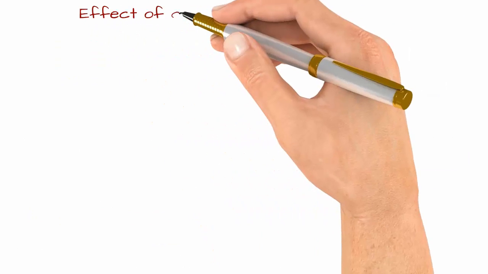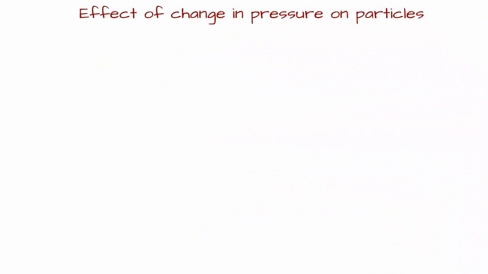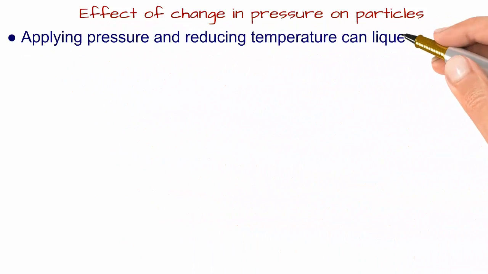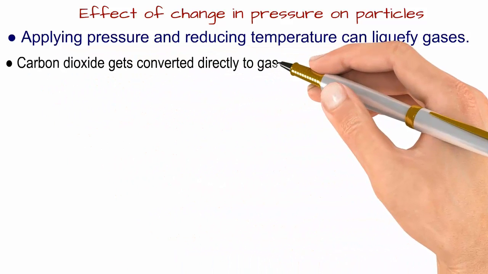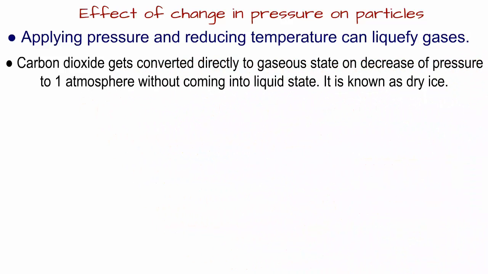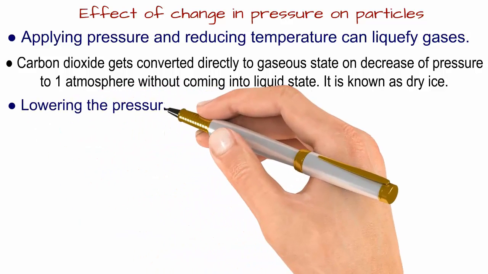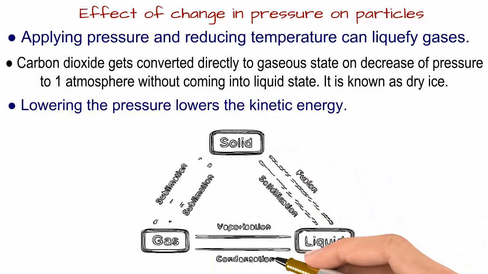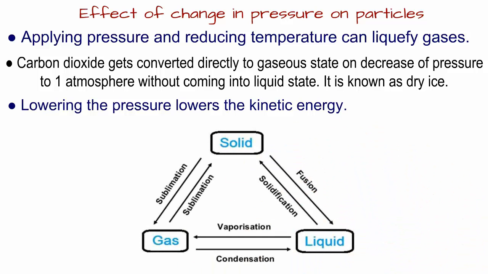Now we will study effect of change in pressure on particles. Applying pressure and reducing the temperature can liquefy the gases. Carbon dioxide gets converted directly into gaseous state on decreasing the pressure to 1 atmosphere without coming into liquid state. It is also known as dry ice. Lowering the pressure also lowers the kinetic energy. Let us look at the conversion chart where solid, gas and liquid fuse and solidify.